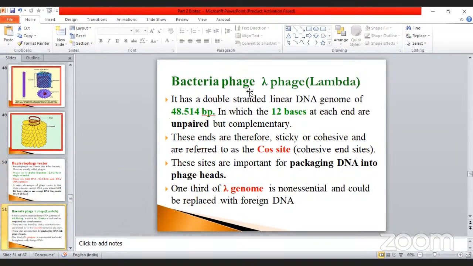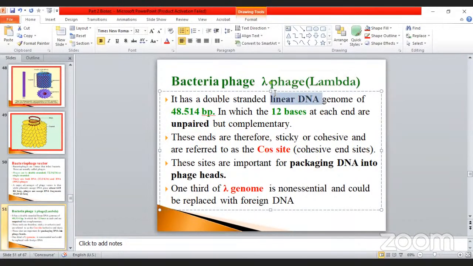Next is the bacteriophage lambda phage. There are many phages reported, particularly the T series, T2, T4, and T6. Another type of bacteriophage is also used in genetic engineering and biotechnology as a vector. That one is called bacteriophage lambda. It has a double stranded linear DNA genome. Don't forget, my dear. Linear.